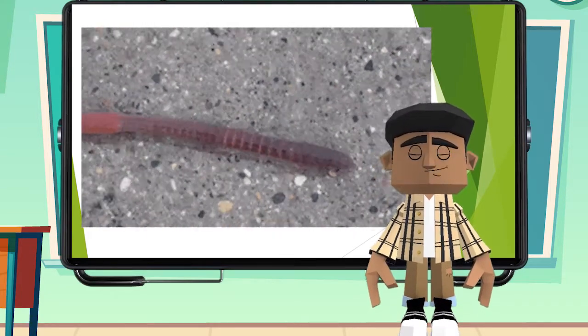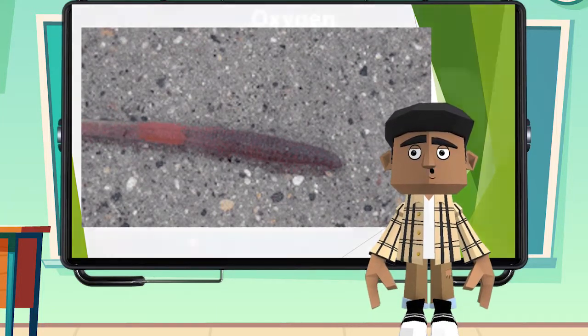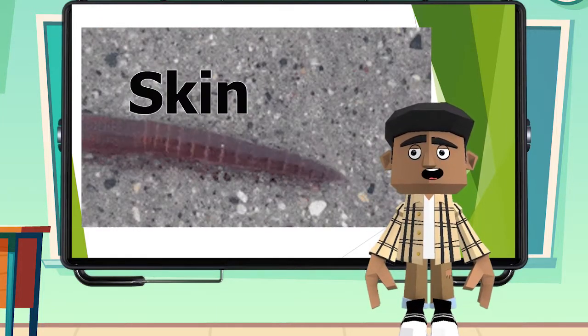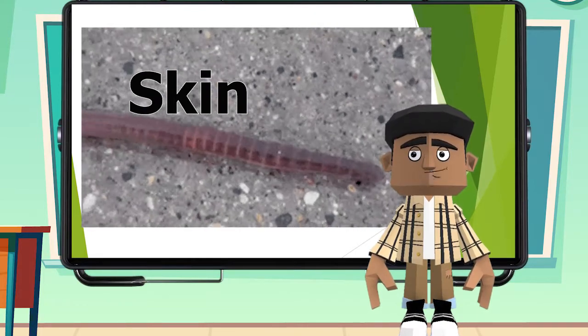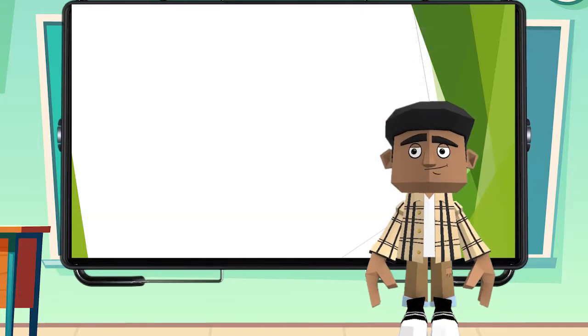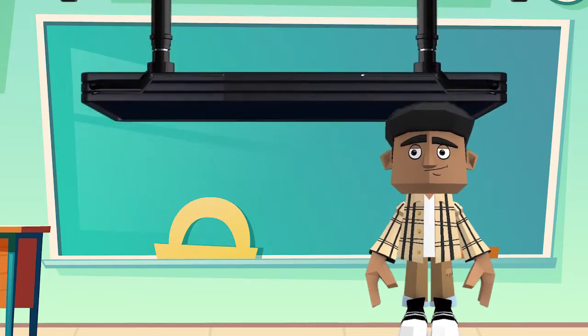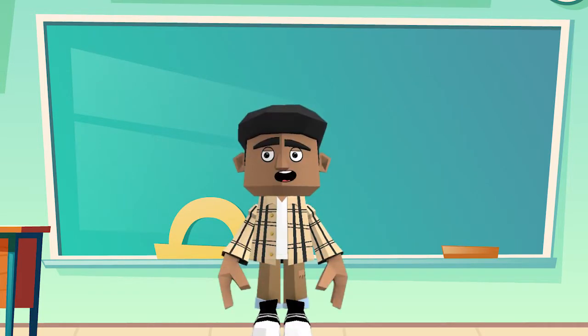Unlike fishes, earthworms do not have gills. Instead, they breathe through their skin. Their skin needs to stay moist to allow the passage of dissolved oxygen into the bloodstream. Now we learn that different animals can obtain oxygen in different ways.